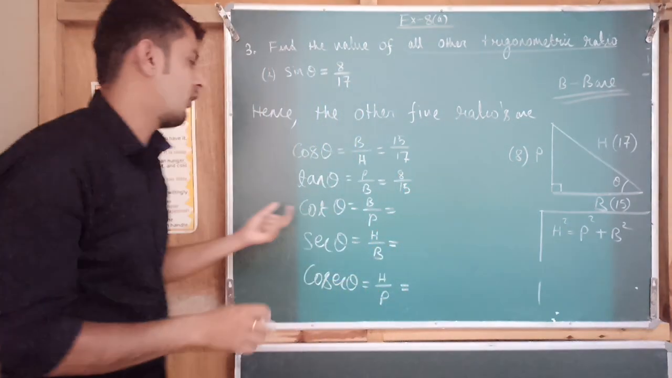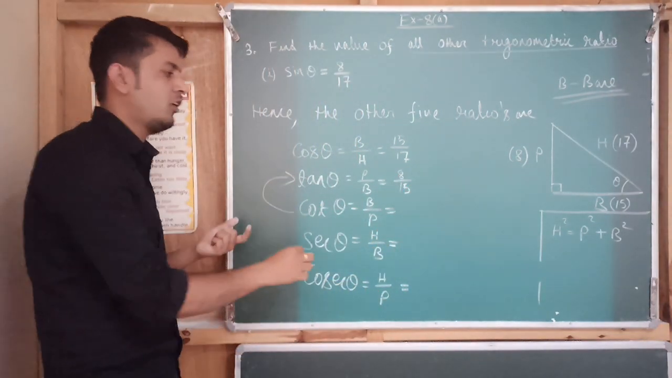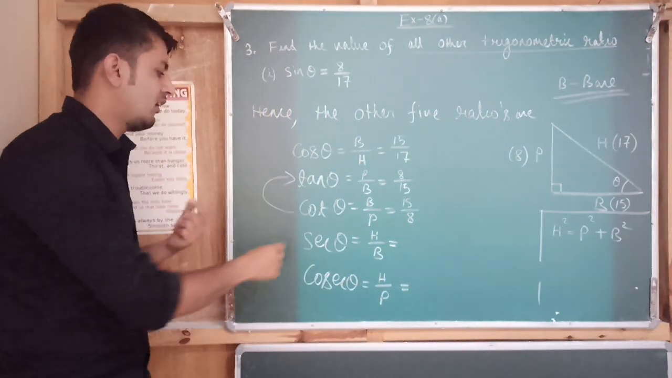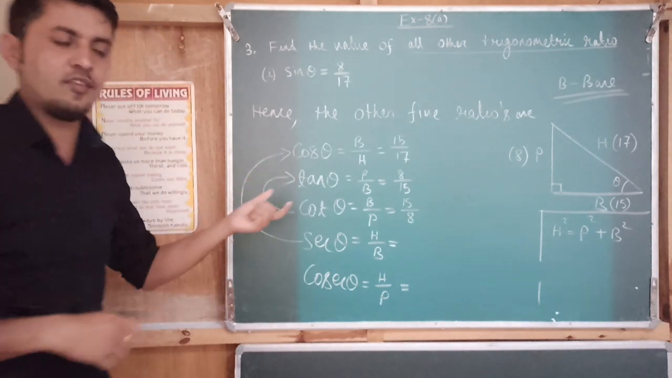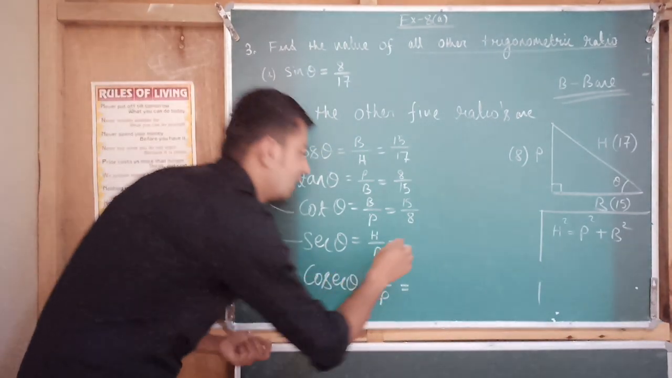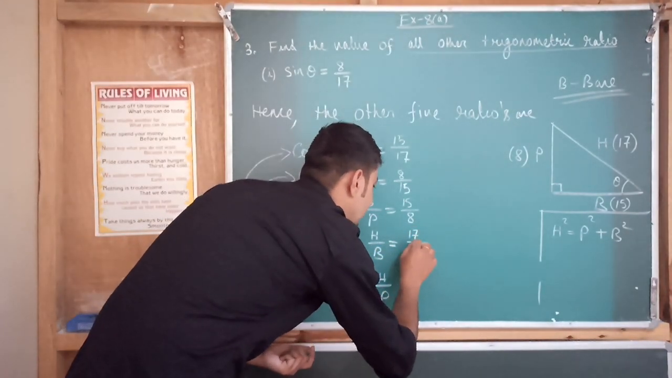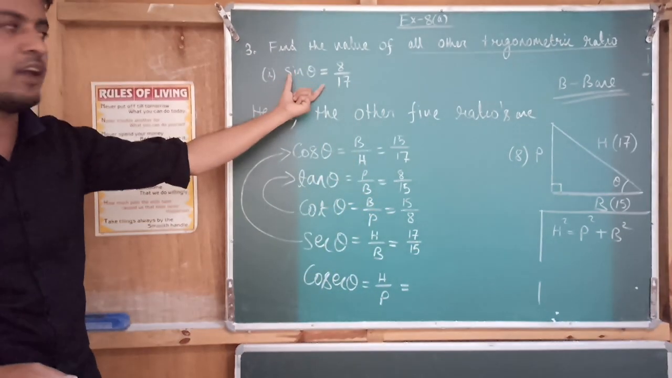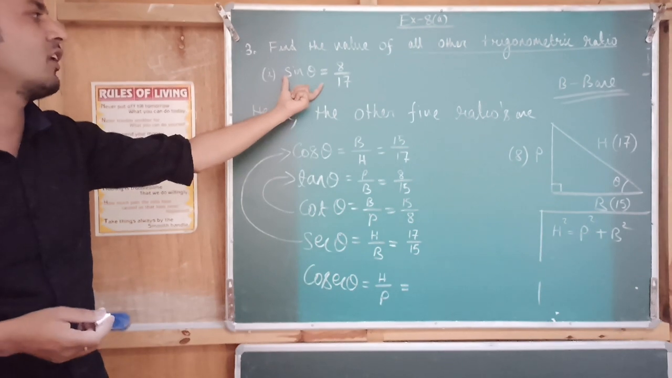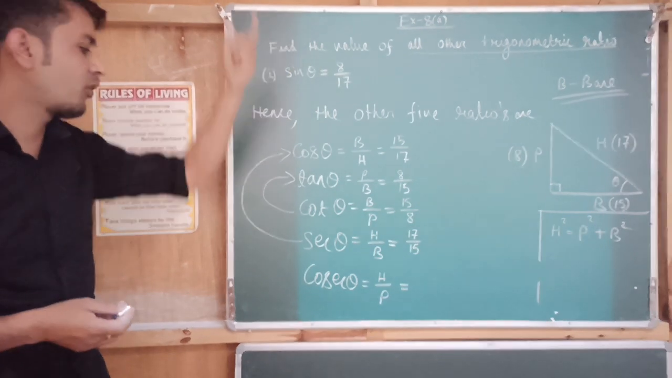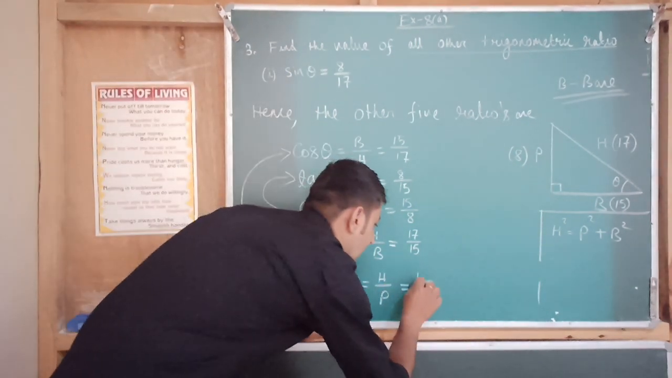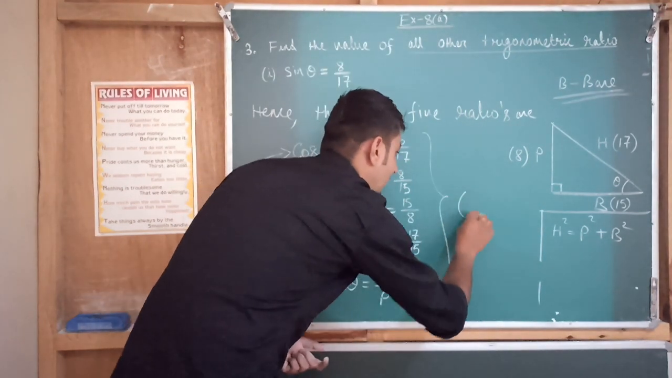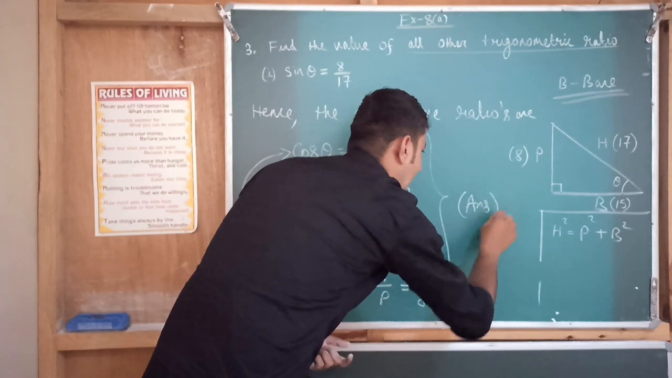Then cot theta. Cot theta is the reciprocal of tan, so it will become 15 by 8. Then sec theta is the reciprocal of cos, so it will become 17 by 15. And finally, cosec theta is the reciprocal of sine theta. Sine theta is already given in the question, 8 by 17, so your cosec theta will become 17 by 8. So this is the required answer.